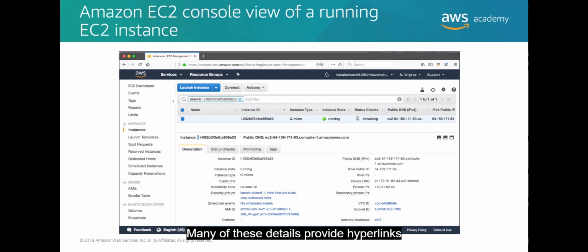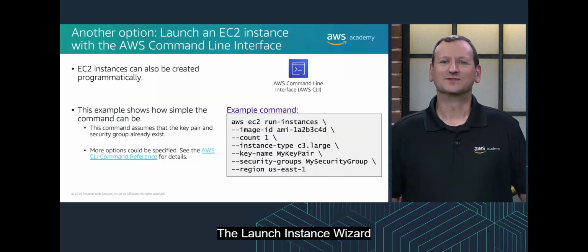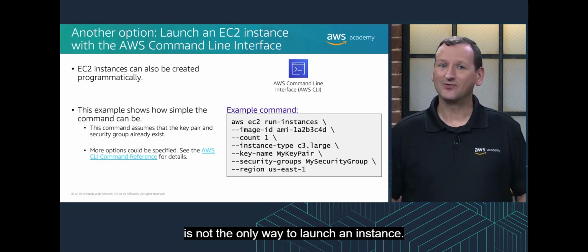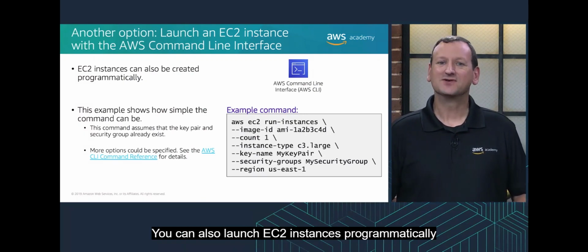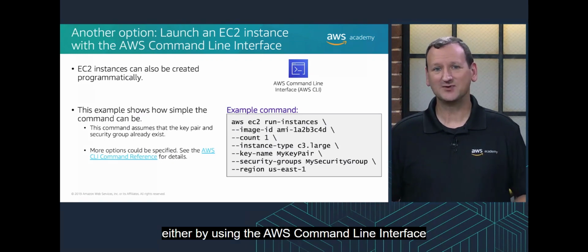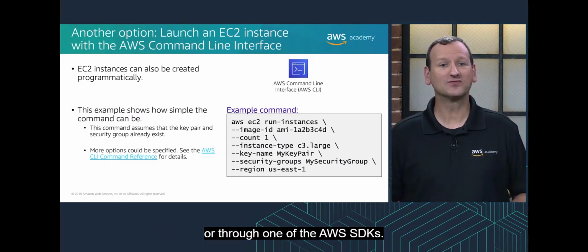Many of these details provide hyperlinks that you can choose to learn more information about the resources that are relevant to the EC2 instance you launched. The Launch Instance Wizard is not the only way to launch an instance. You can also launch EC2 instances programmatically, either by using the AWS command line interface or through one of the AWS SDKs.